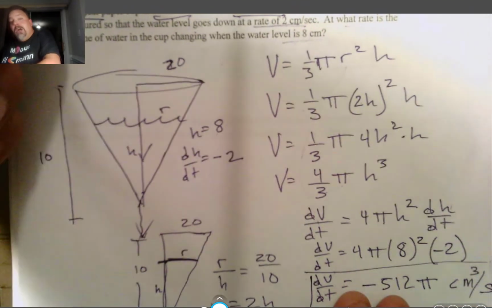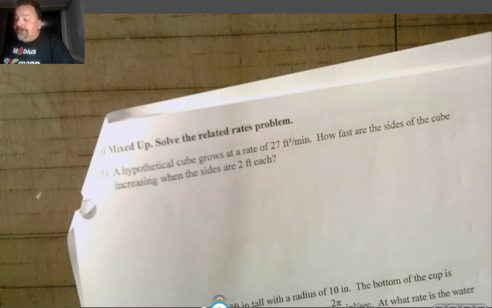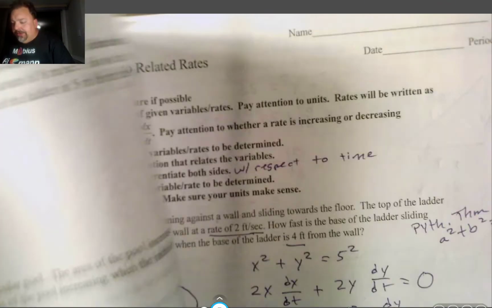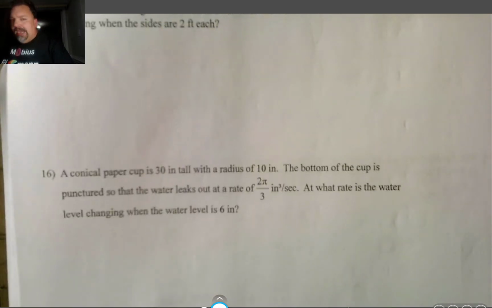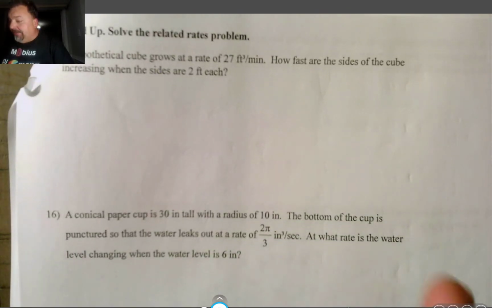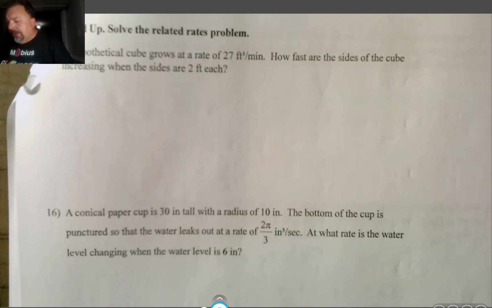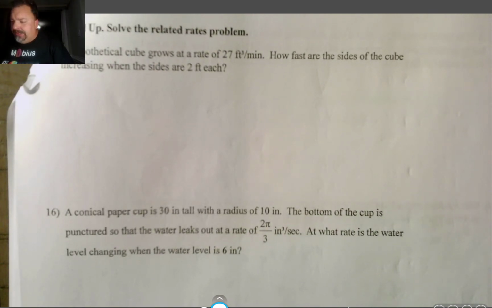And that's all the different types of problems. So once you get to 15 through 20, they are similar to the ones before. So we've gone through every single type of related rate problem in this packet. So with that information, you should be able to finish it and get it turned in.